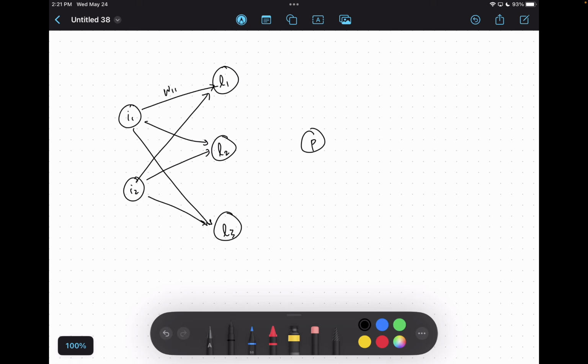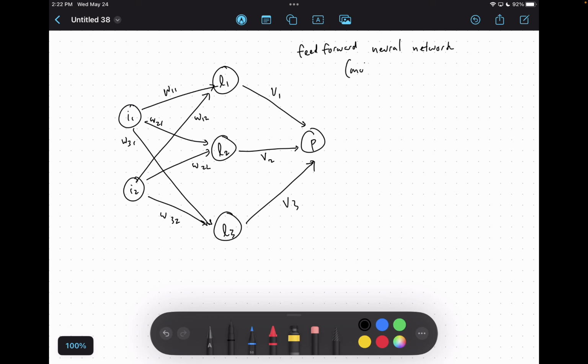So this will be W11, W21, and W31. And this will be W12, W22, and W32. And then each of these will be V1, V2, V3. Okay, so this is known as a feed-forward neural network. This is also known as a multi-layer perceptron.